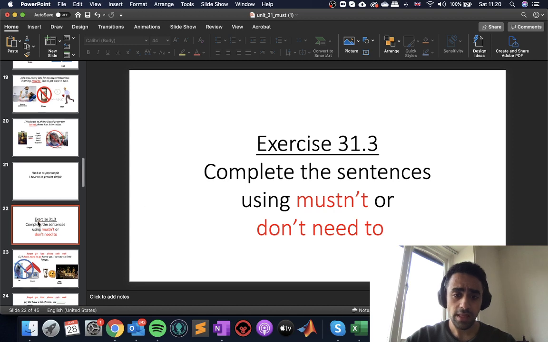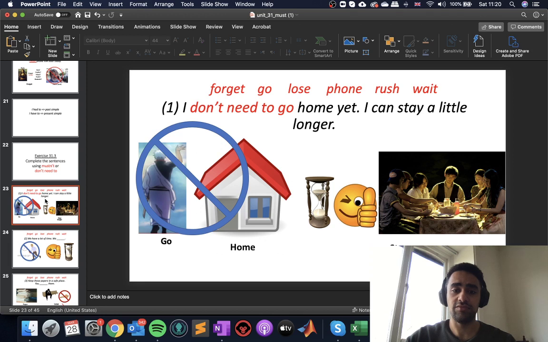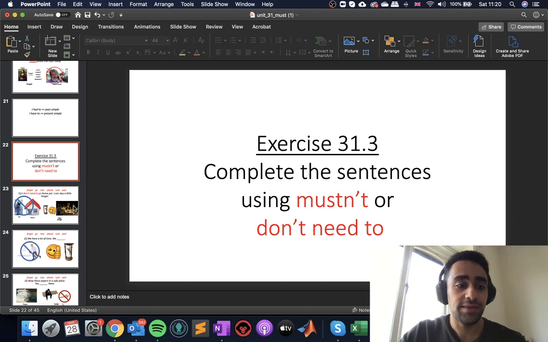31.3. So for these sentences, we have a list of verbs, and then we need to use either mustn't or don't need to. So mustn't means you can't. You absolutely can't. Like it is necessary that you don't do this. Don't need to means you can or you cannot. Maybe you shouldn't, but it's fine. Like you don't need to. As you said, it's not necessary to do it.